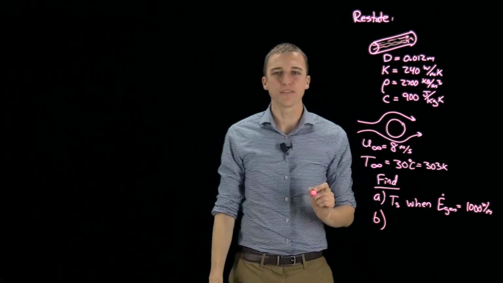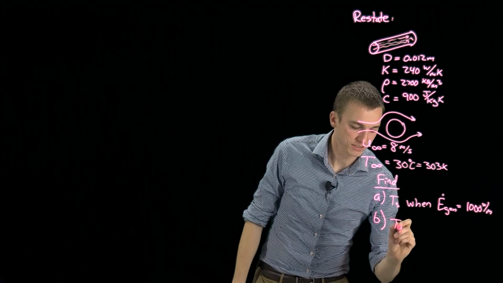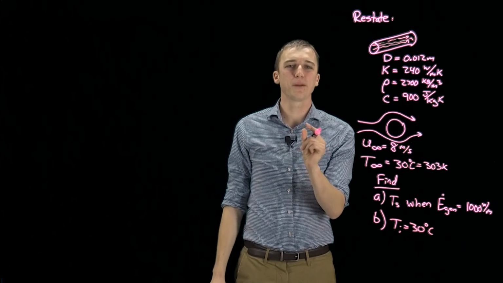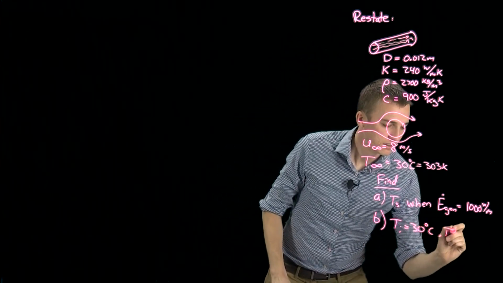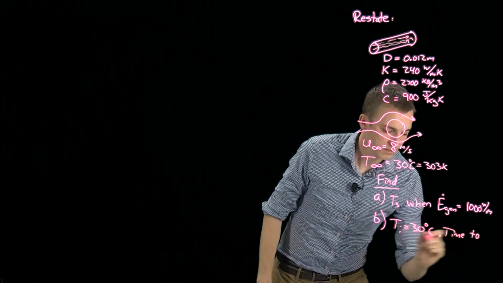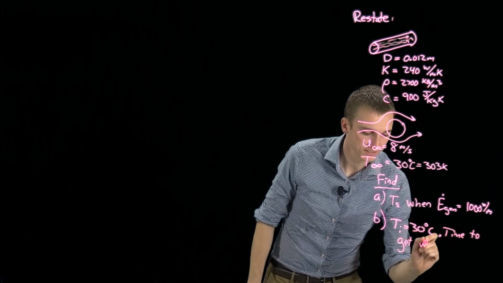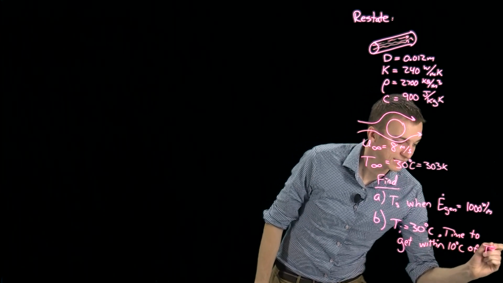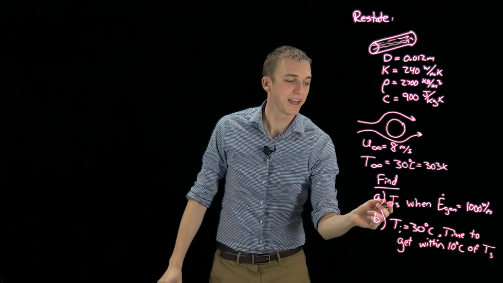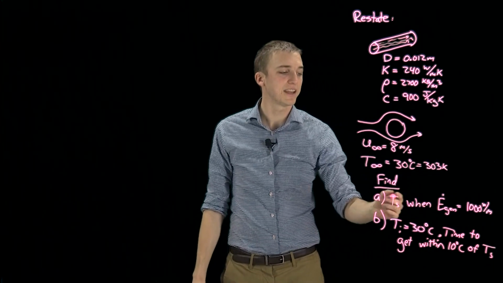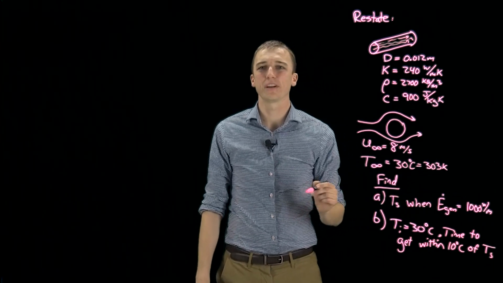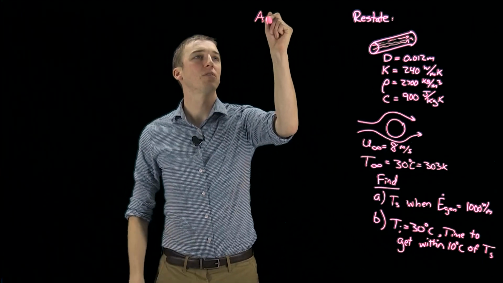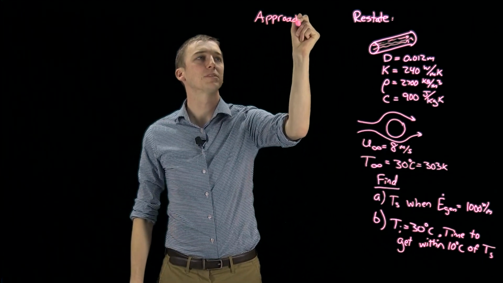So that's part A. For part B, we are asked, for an initial rod temperature of 30 degrees C, to find the time for the rod to get within 10 degrees C of our steady state temperature, which will be the Ts we're solving for in our steady state surface temperature model here in part A. Okay, so let's write down our approach for these two different problems.